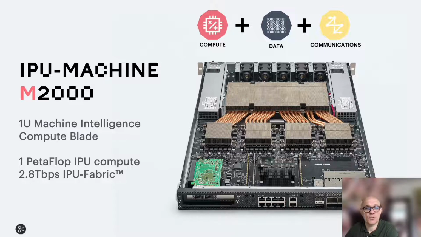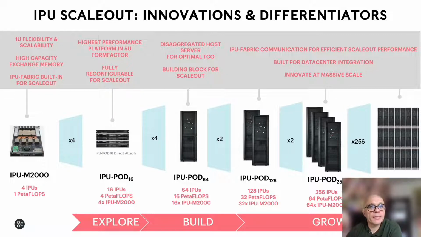This IPU engine is combined with IPU fabric, allowing multiple M2000s to be added in the rack, and the racks of M2000s can be connected together to build large IPU pods. All of this is supported with the exchange memory subsystem. The IPU M2000 machine has 4 IPUs. It delivers 1 petaflop of AI performance. This is our basic building block for exploring, building and growing the biggest pod.